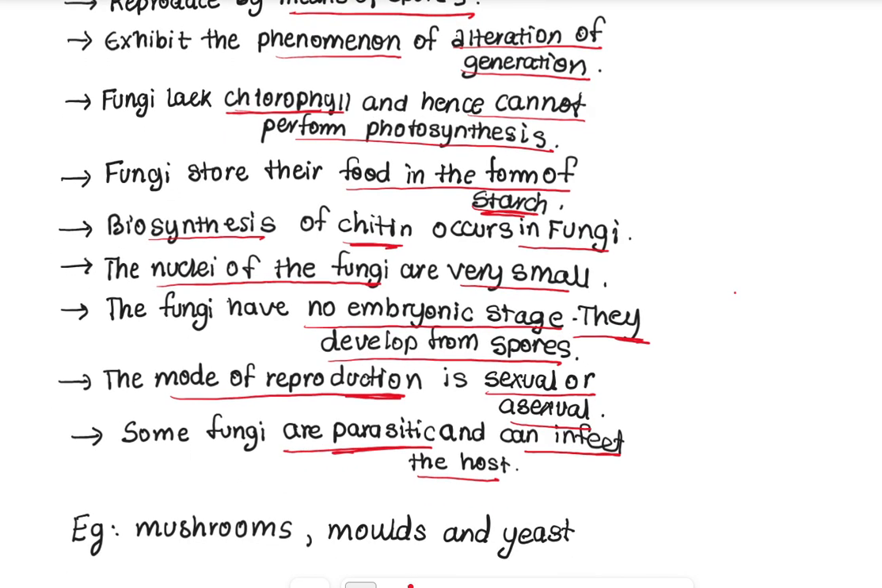Examples of fungi are mushrooms, molds, and yeast. These are the very common fungi that we see. We need to remember that fungi may look very simple, but they play a huge role in nature, right from decomposition to medicines and even food production. Yeast is used for many purposes, such as bread making, fermentation, and alcohol production. So, these are all the uses of yeast.